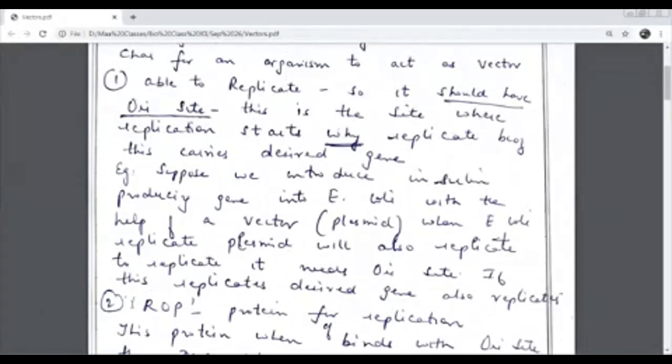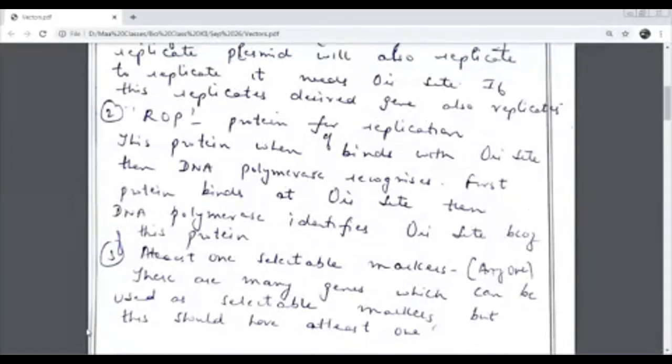The second thing which all vectors should have is a protein for replication. What is the name of these proteins? ROP proteins. ROP proteins go and bind themselves to which site? The ORI site. So that which enzyme can identify the ORI site? DNA polymerase. Because DNA polymerase will come, then the replication process will start, and the main purpose is replication. So we are done with the second characteristic.